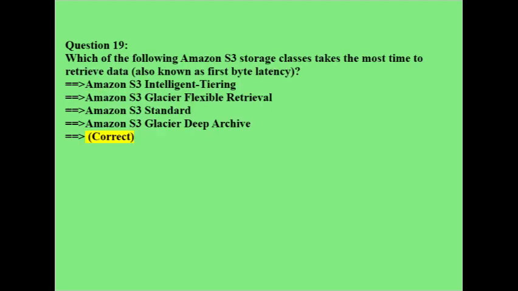Question 19. Which of the following Amazon S3 storage classes takes the most time to retrieve data, also known as first byte latency? Option: Amazon S3 Intelligent Tiering. Option: Amazon S3 Glacier Flexible Retrieval. Option: Amazon S3 Standard. Option: Amazon S3 Glacier Deep Archive. Hence correct answer is Option: Amazon S3 Glacier Deep Archive.